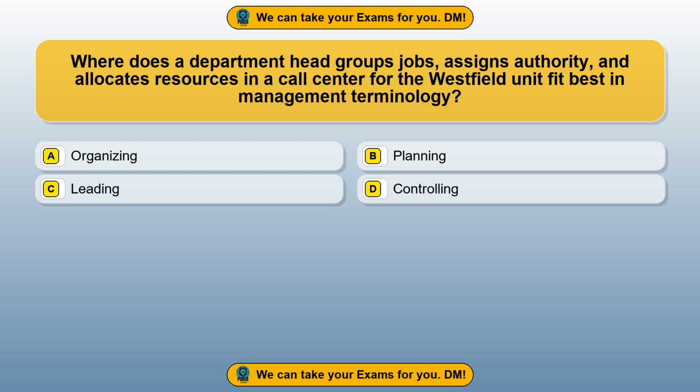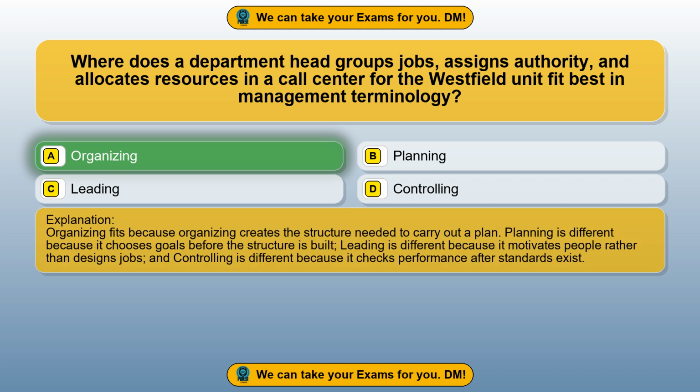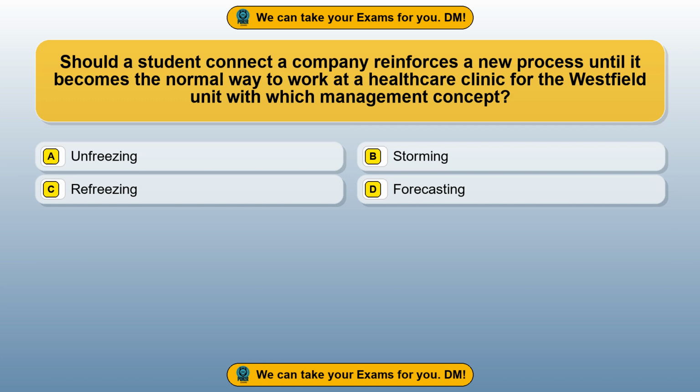Option C, leading. Option D, controlling. The correct answer is option A, organizing. Organizing fits because organizing creates the structure needed to carry out a plan. Planning is different because it chooses goals before the structure is built. Leading is different because it motivates people rather than designs jobs, and controlling is different because it checks performance after standards exist.